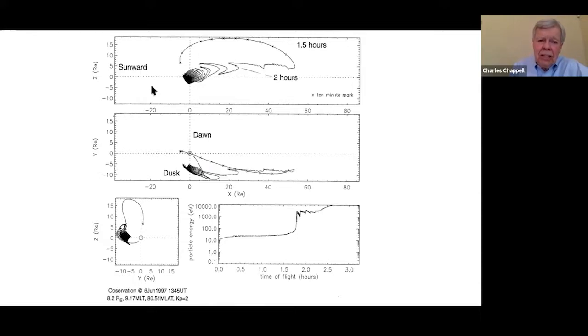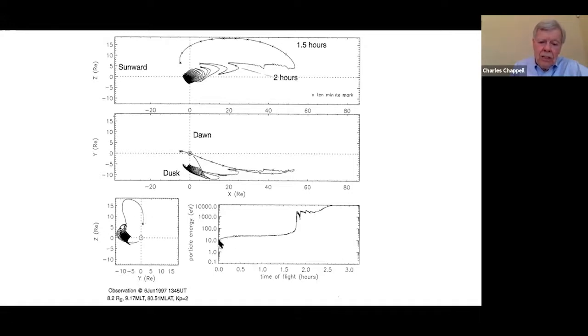So this is looking at the magnetosphere from the side, and looking at the motion of an ion that started at 10 eV and ends up with ring current energies. Looking down from the top, here it is starting on the dayside, goes into the dusk sector, and then moves in, becomes the ring current. And here's looking from the tail, and here's the energy.